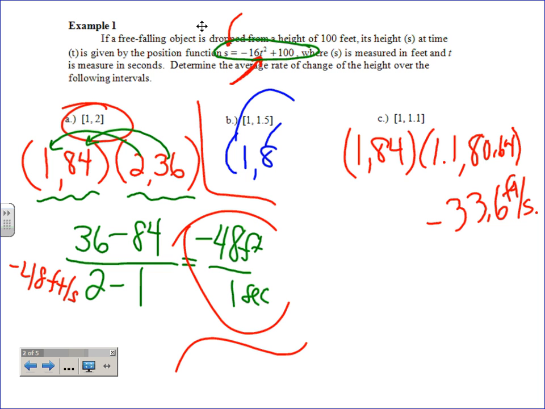Again, that's on average. If I took all of those times into consideration between 1 and 1.1, added them all up, divided by how far I went, that's what I would get, negative 33.6. But of course, we don't want to do that. And so we just do the slope. Okay. Questions on average rate of change? That's your secant line, basically.